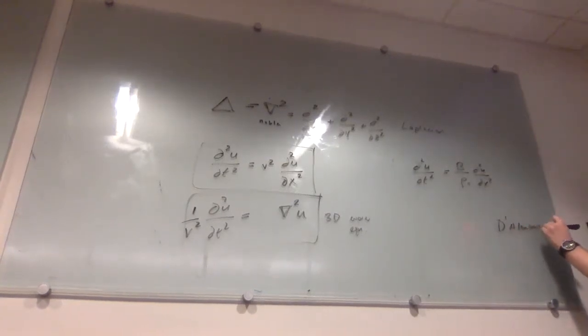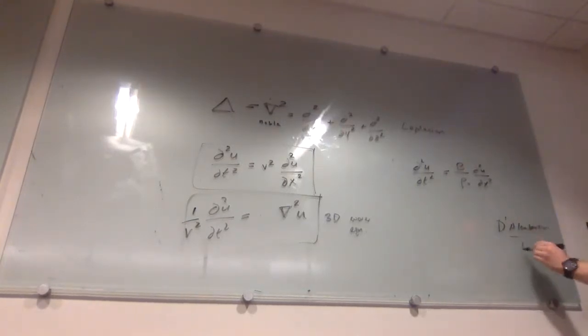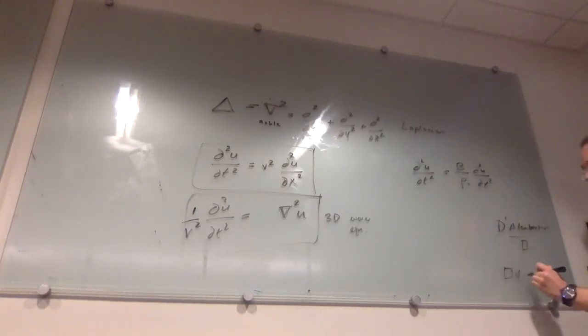d'Alembertian. I knew you were making stuff up. No, seriously. That's the box, which actually is incredibly important. It's actually called box. That's what they call it. Like if you say box of phi equals zero, perhaps. This is very important in quantum field theory. That equation is called the Klein-Gordon equation.